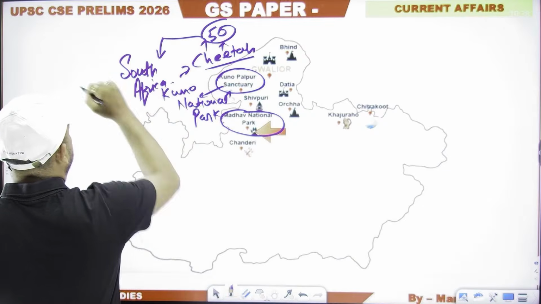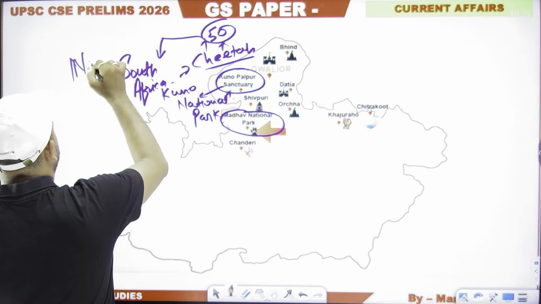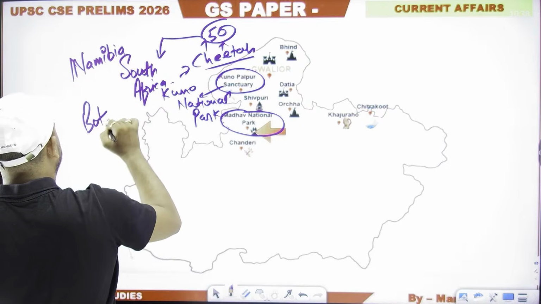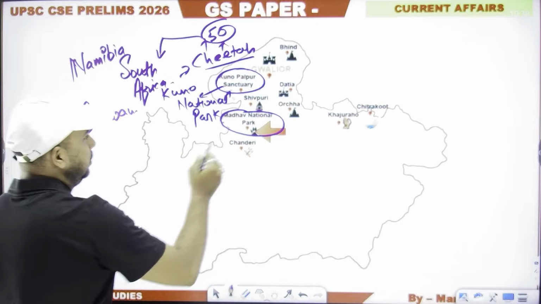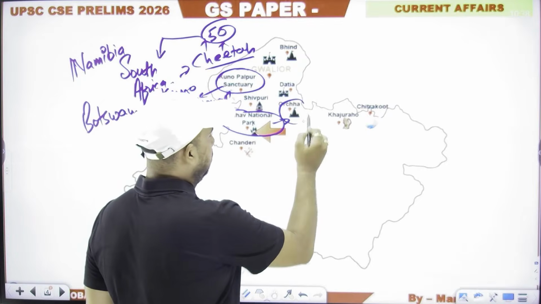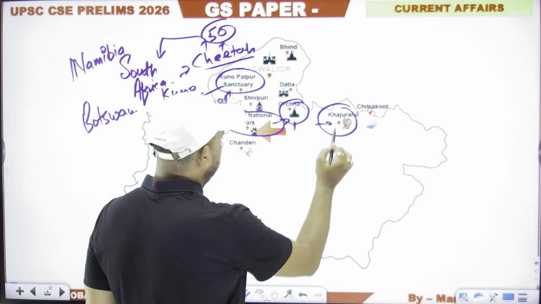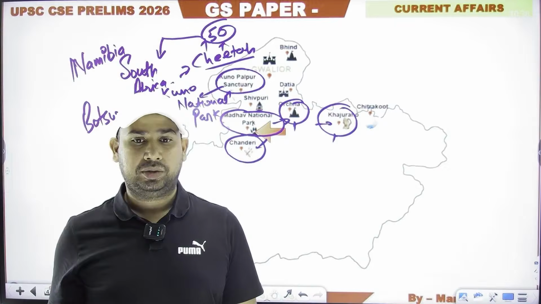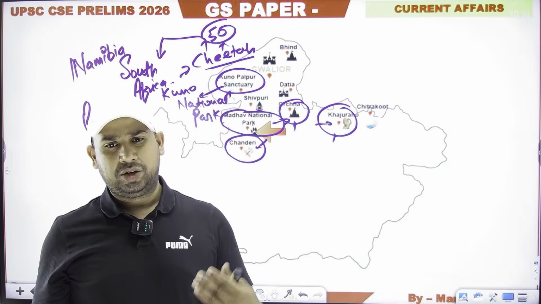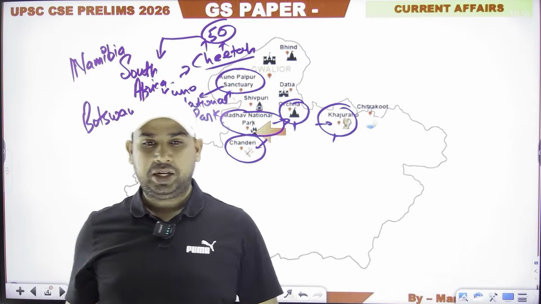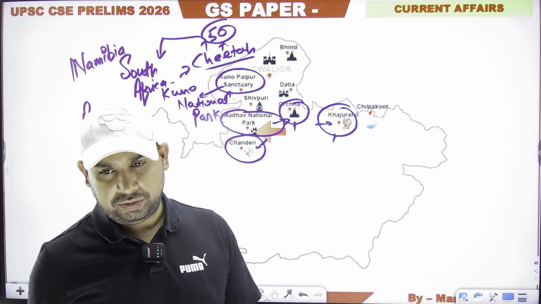Earlier they were fetched from Namibia, and lately from Botswana. Nearby this place, Madhav National Park, Orchha, a famous holy place is there. Khajuraho, a UNESCO World Heritage Site is there. Chanderi, it is very famous for a kind of silk, a kind of cloth that is associated with this place. The Chanderi art is very famous from this place.